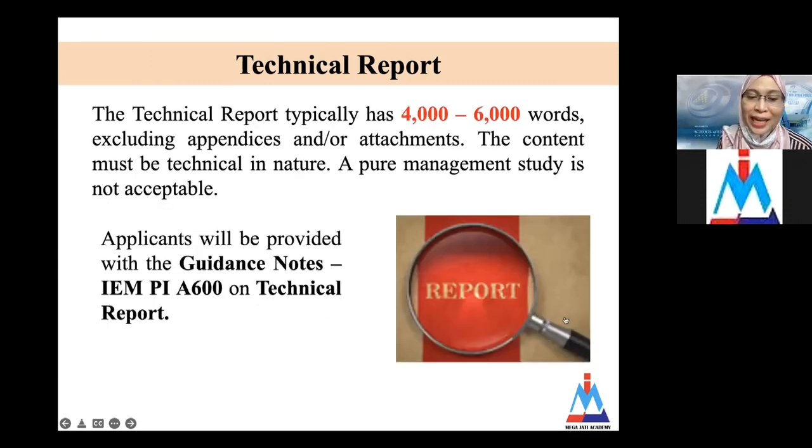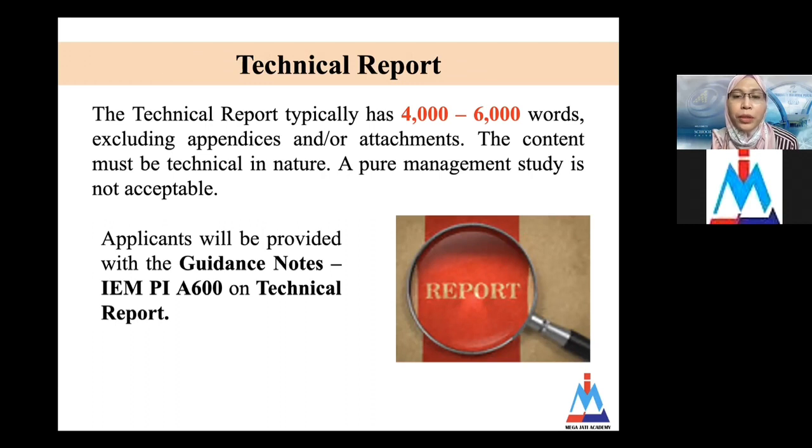All right, this is where I'm going to explain what you need, or the content of your report. Yeah. So a report typically has 4,000 to 6,000 words, which excludes appendixes and any other attachment. So within the report itself, the one that you want to present to the panel of assessors, it should be 4,000 to 6,000 words. All right. So the content must be technical in nature. Pure management study is not acceptable.